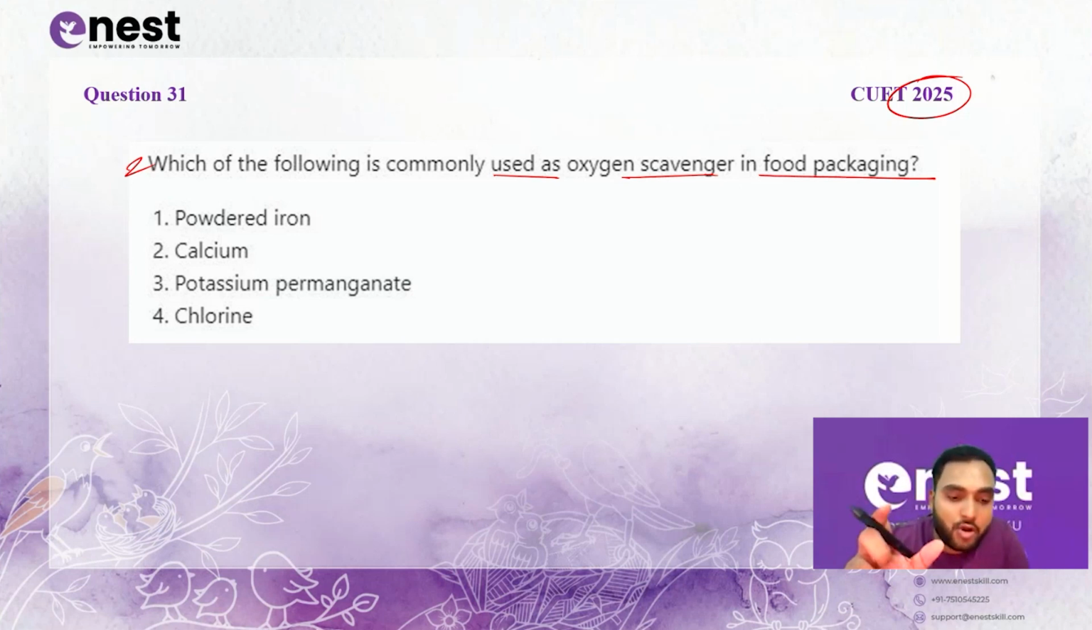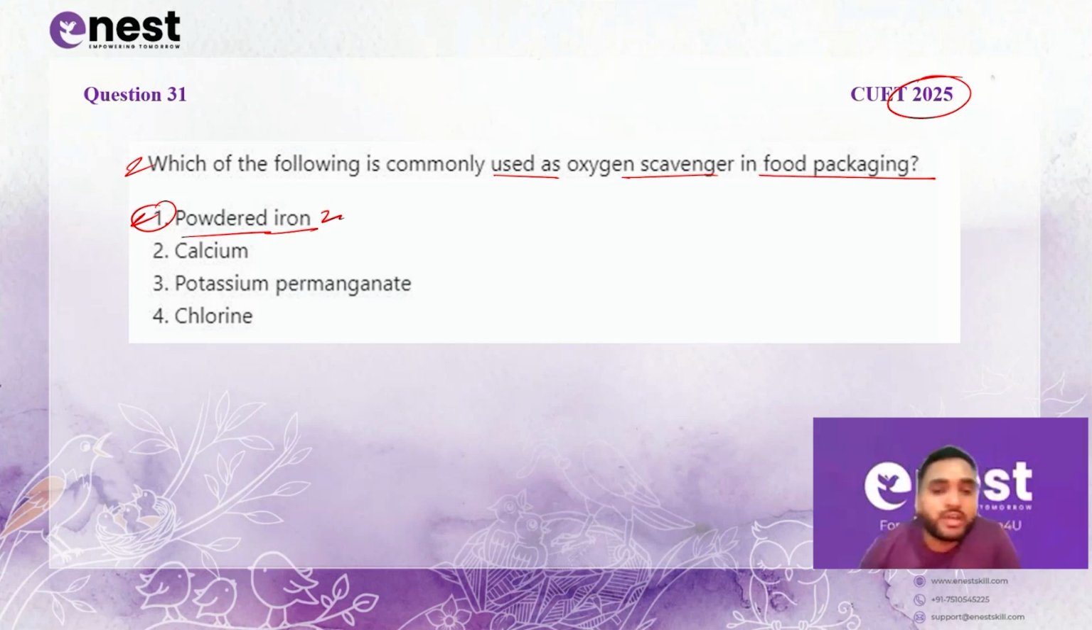Now, basically, oxygen scavengers work by the mechanism of chemically reacting with oxygen and eliminating it from the food package. Now, the straightforward first option, powdered iron, is the right answer for this question, because iron will react with oxygen and convert into oxidized form, and that oxygen will not be available for oxidative changes in the food item, and ultimately its shelf life will be increased.